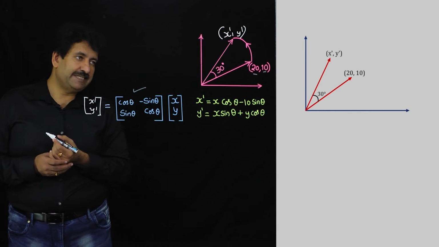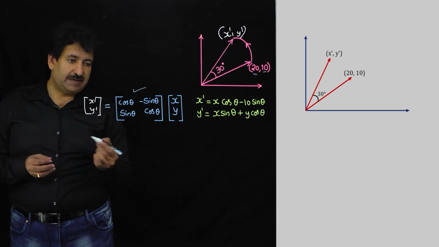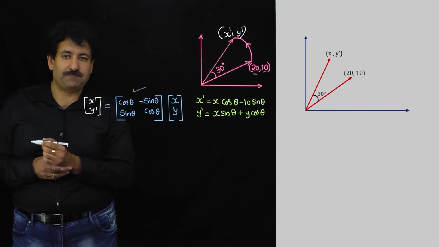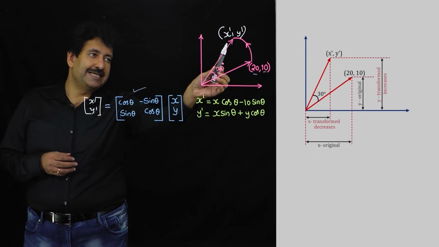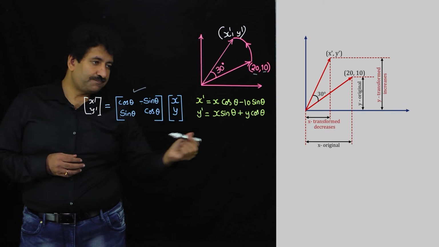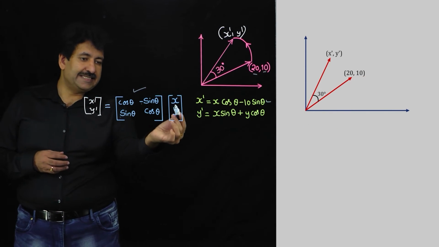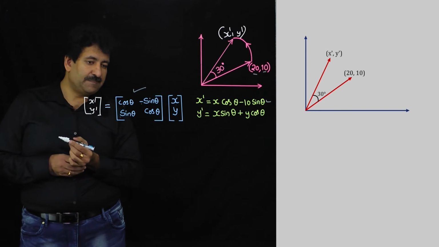And one simple observation that most of the students have to have, because most of the times you get confused whether to put minus sign here or minus sign here. It is obvious that as the line is being rotated, the x coordinate reduces and the y coordinate increases, which is explained well here, because it is x into cos theta and y into minus sin theta.